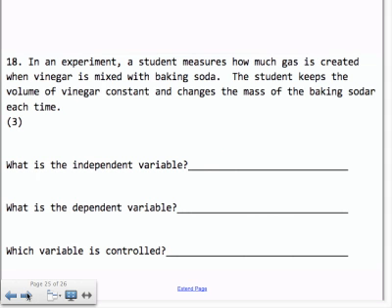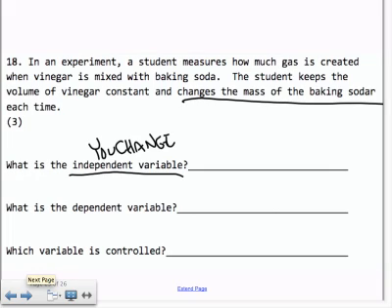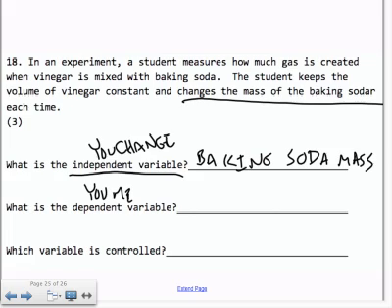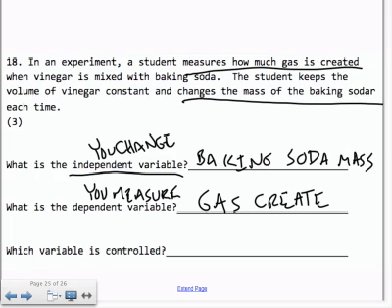And finally, asking about experimental design. What is the independent variable in this experiment? Well, remember, the independent variable is what you change. That's what you do. And it says the student changes the mass of baking soda, or soda, depending on where you're from. So, baking soda mass. That's the independent. The dependent is what you measure. And it says in the problem, measure gas created. And then what is kept constant? What is the variable that's controlled? Volume of vinegar is held constant. So there you go.